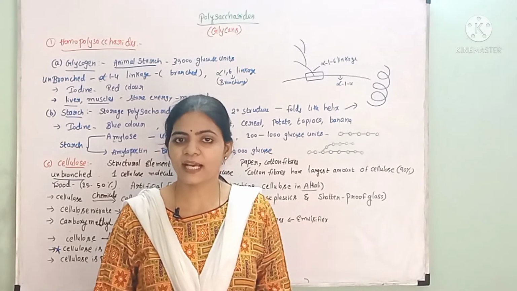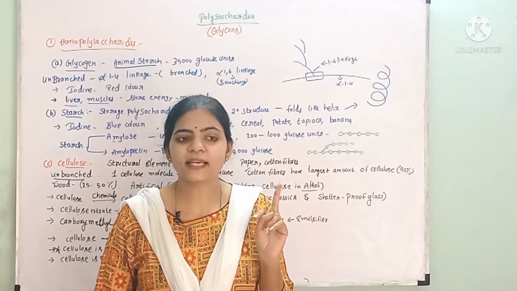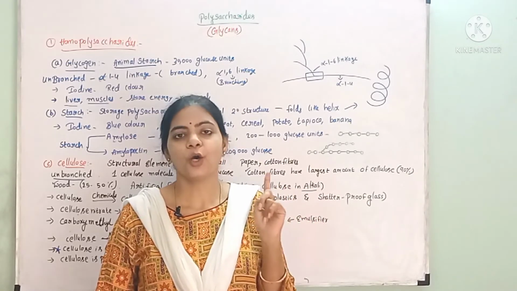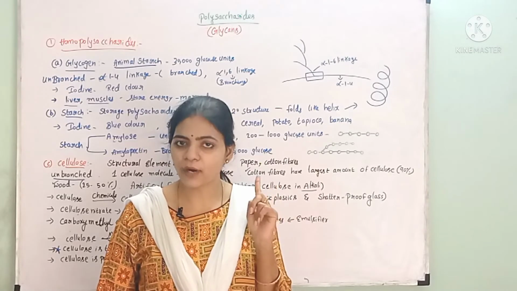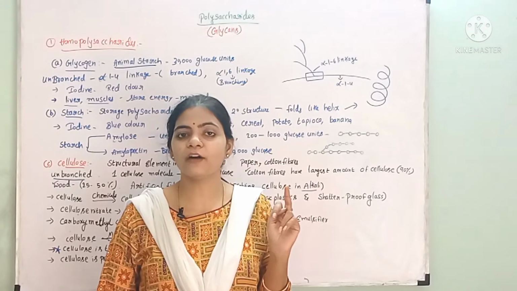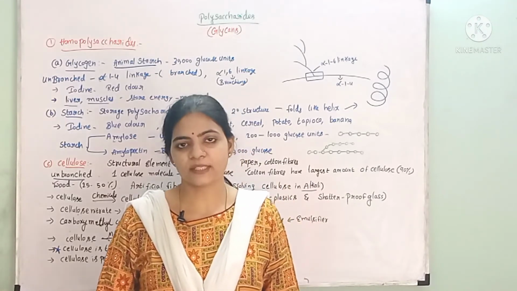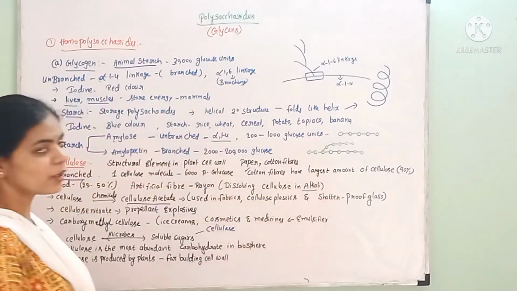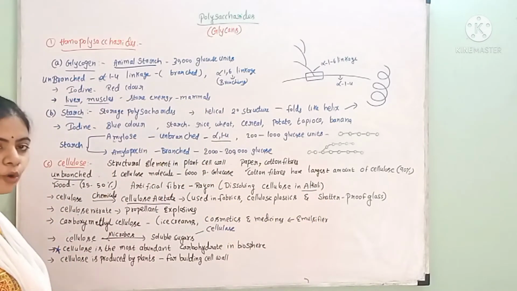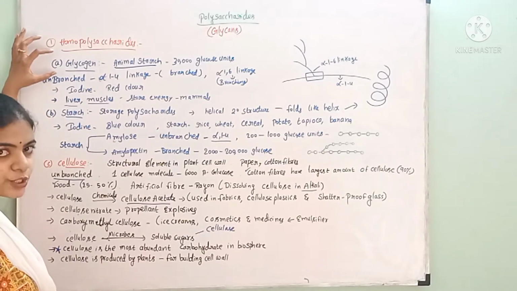So actually, polysaccharides are of two types based on chemical composition. They are homopolysaccharides and heteropolysaccharides. Homopolysaccharides are made up of one type of monosaccharide units, and heteropolysaccharides are made up of more than one type of monosaccharide units, right? So in this video we will study some examples of homopolysaccharides. The first one is glycogen.